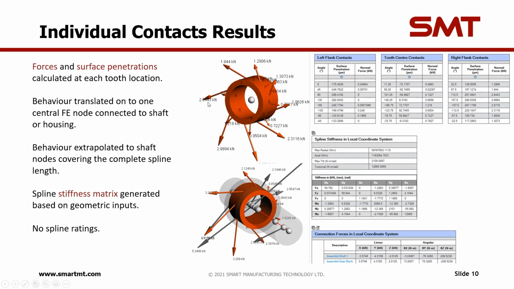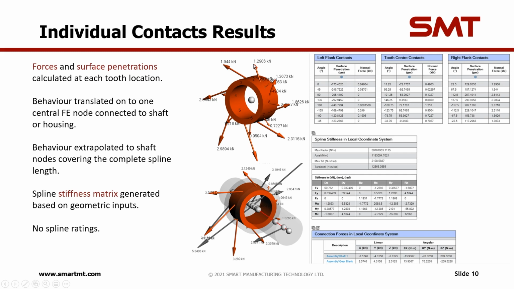And this is the kind of results format that we will see. So remember, at this stage we are still using a concept spline and there is no FE or anything included in the model at this stage. This is still using that simple component. So the kind of results we can get, we can see the forces and the surface penetrations calculated at each of the tooth locations. So for example here we've specified that there's 8 teeth on this particular example spline.